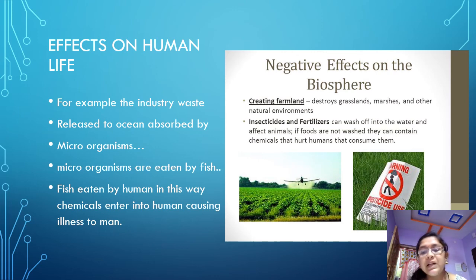And we'll see an example. Industry waste is released into the ocean, where the released organic chemicals, which are very dangerous, are absorbed by microorganisms present in the ocean. Those microorganisms are eaten by fish, and the infected fish will again be eaten by humans, which causes illness to the man. So this is how humans are affected again, due to the overuse of insecticides and fertilizers, damaging the biosphere and disturbing the life cycle. All this is made by man. The disturbance in the life cycle is called an ecological crisis.